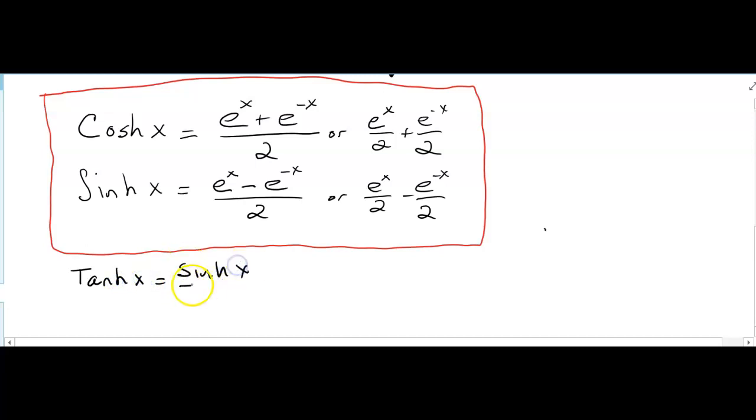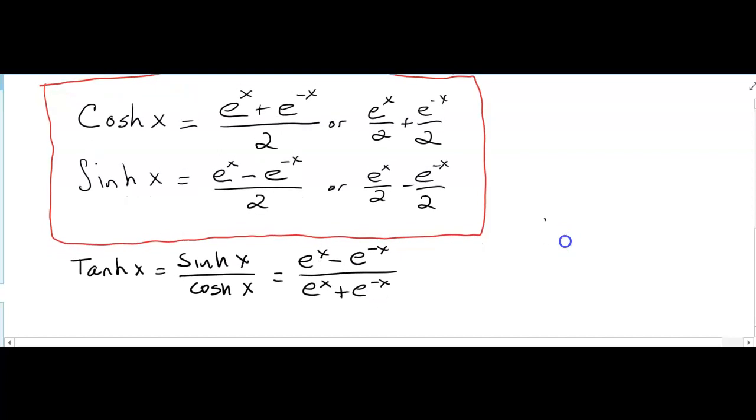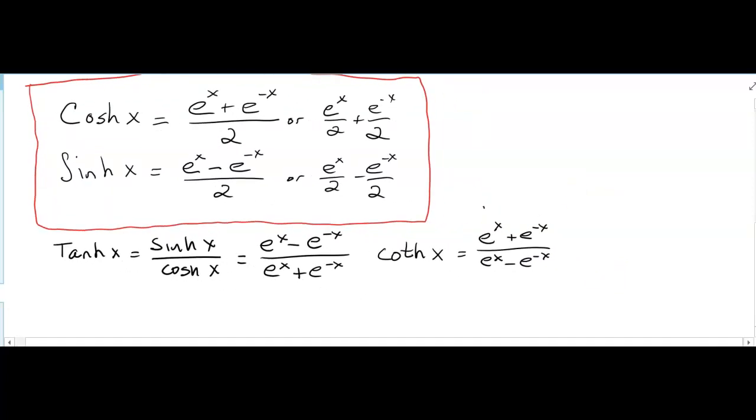Or sinh over cosh x. Which would then give us, if you do the math, e to the x minus e to the negative x over e to the x plus e to the negative x. The hyperbolic cotangent function is the inverse of tan, so that's e to the x plus e to the negative x over e to the x minus e to the negative x. And you can continue from there. The hyperbolic secant function, of course, is 1 over cosh.